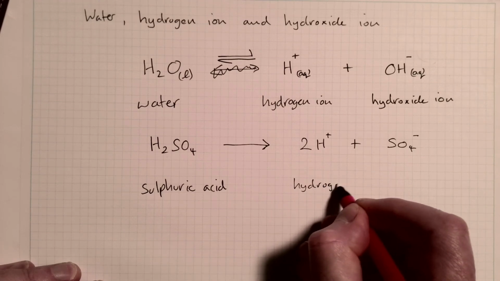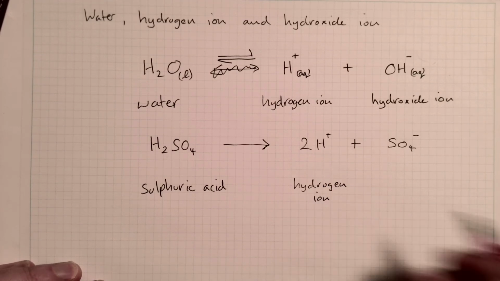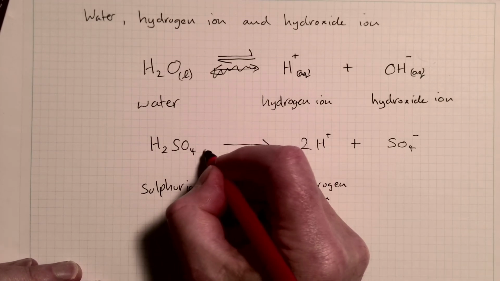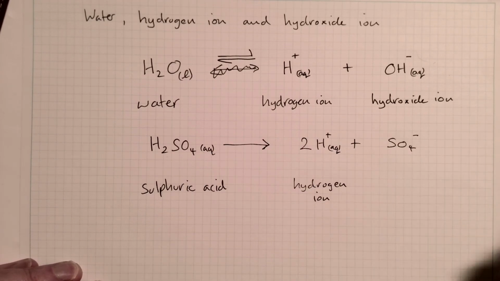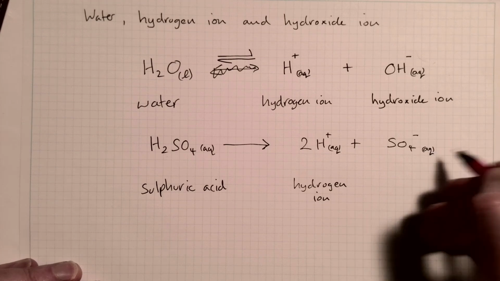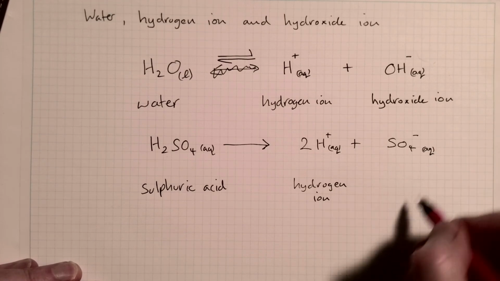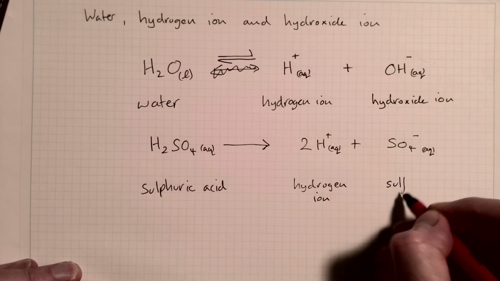This is hydrogen ion. Hydrogen ions. This is now dissolved in water, remember? This is dissolved in water. And this is dissolved in water. And this is what we call the sulfate ion. I'll spell it correctly this time.